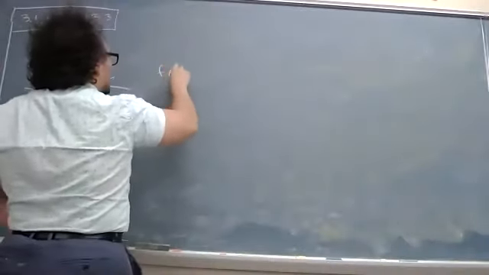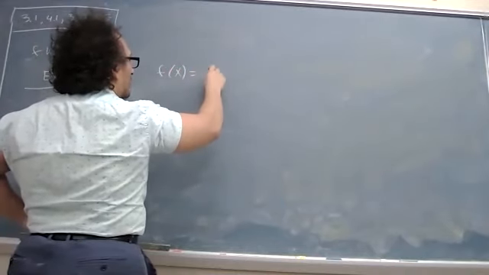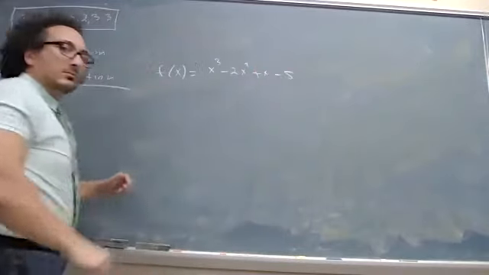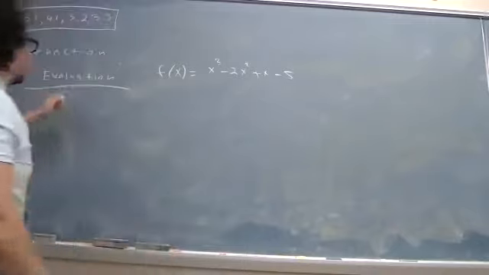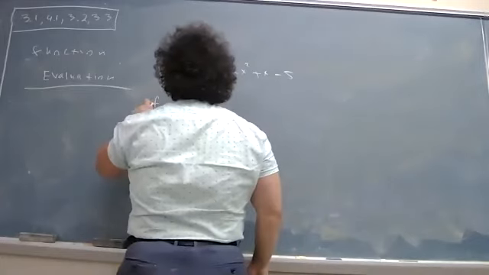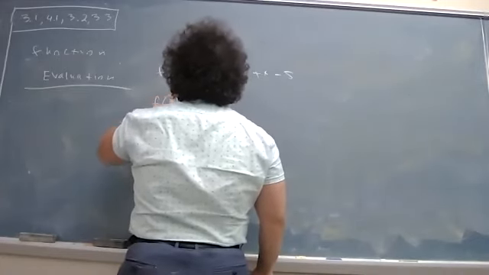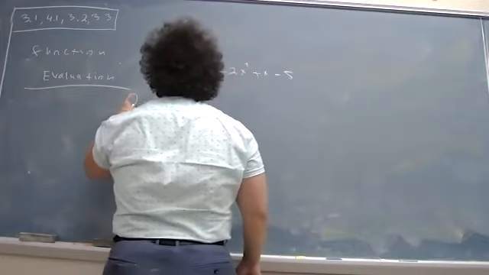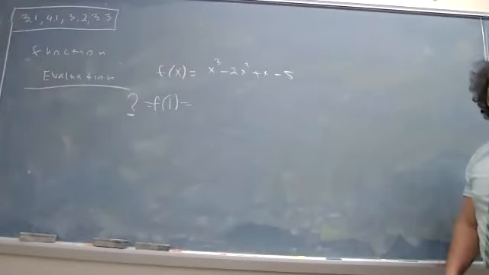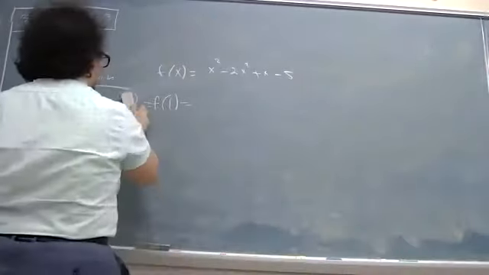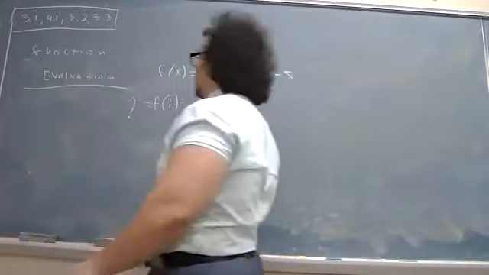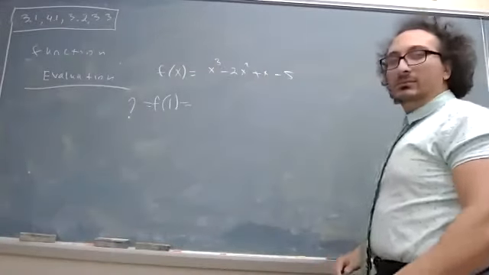So let's give ourselves a function f of x is equal to, I don't know, x cubed minus 2x squared plus x minus 5. Okay. Function evaluation means, okay, what would the value for f of 1 be? What does this equal? I'm trying to get better at writing on my left, but that question mark looks like an ear. Decent.